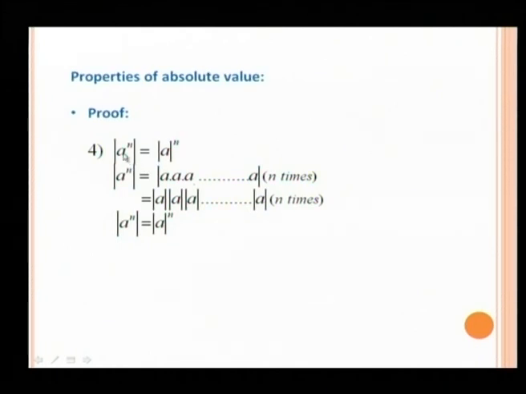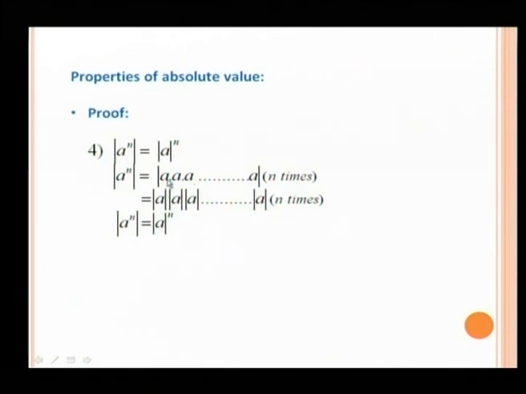To prove the fourth property, we have a raised to the power n modulus is equal to a modulus raised to the power n. To explain this property, we start from the left hand side, which is a raised to the power n modulus. Now a raised to the power n means a would be multiplied with a n times, which results in a multiplied by a up to a, where a is considered n times. Now here we would use the second property of absolute values, which is that the absolute value of a product is the product of absolute values.